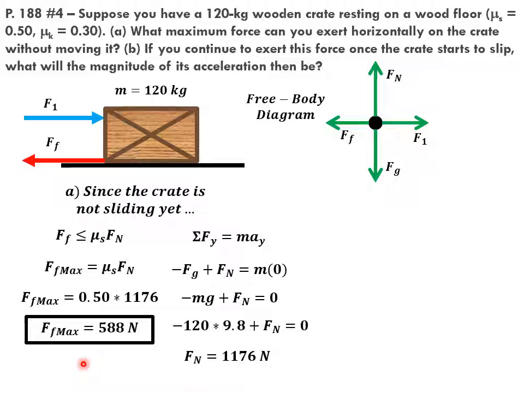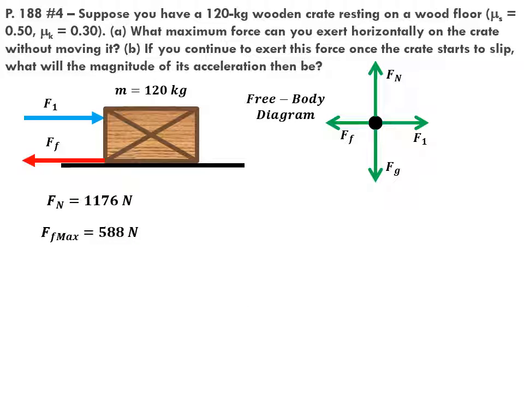So that's our maximum amount of static friction. That's the amount of friction that we have to overcome in order to get it to start sliding. Now part B says now that it is sliding, we're going to apply this 588. We're still applying that to get it to start to slip, and we're still applying it to accelerate it.